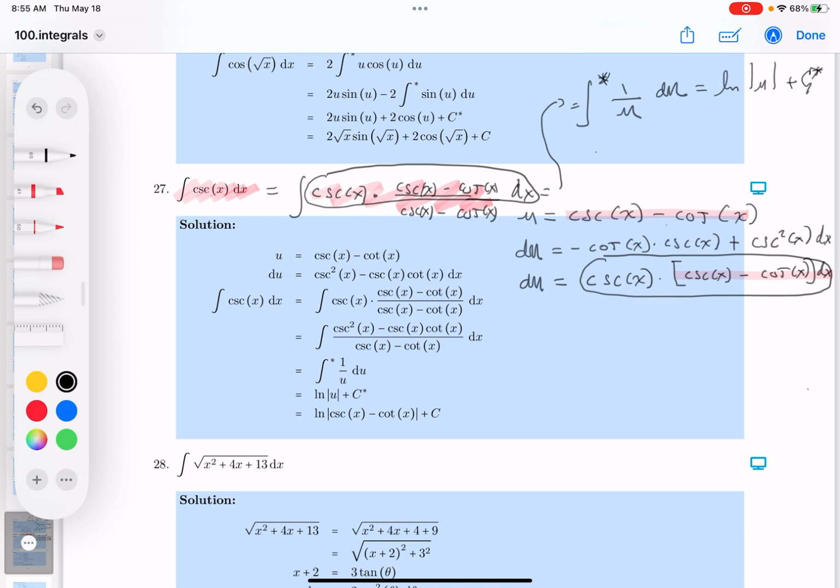All right, let's keep moving. Natural log, absolute value. What's u? Oh, cosecant minus cotangent plus C. Again, a lot of teachers say, oh, memorize that. I'm not opposed to that. We got this. Right? Same answer. Thank you.